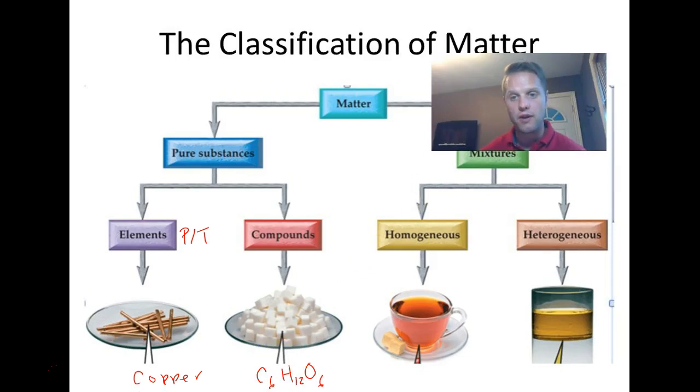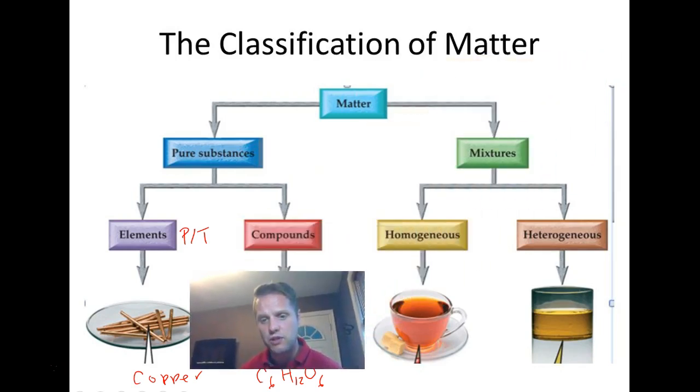Now mixtures, on the other hand, are mixtures of different types of compounds, elements, and other things. We have something known as a homogeneous mixture. This is tea, so sugar and water mixed together. You can't see the difference between the sugar and the water. I can't point directly and say, hey, that's just sugar, or hey, that's just water, because it's mixed really well. It's a homogeneous mixture, sometimes known as a solution because it's so well mixed.